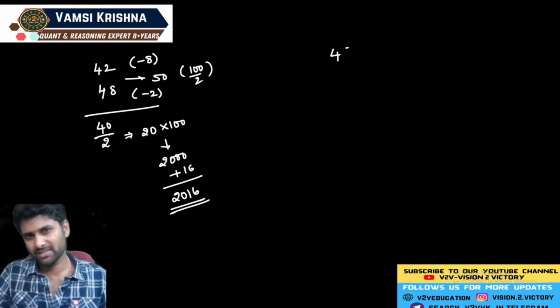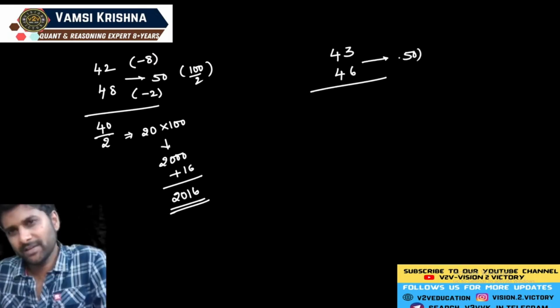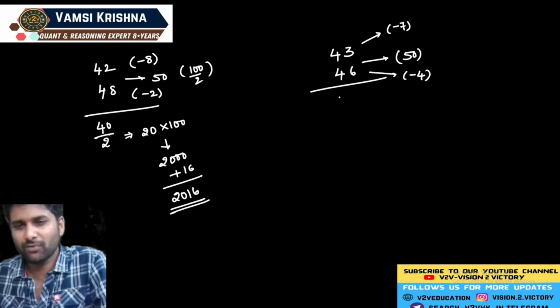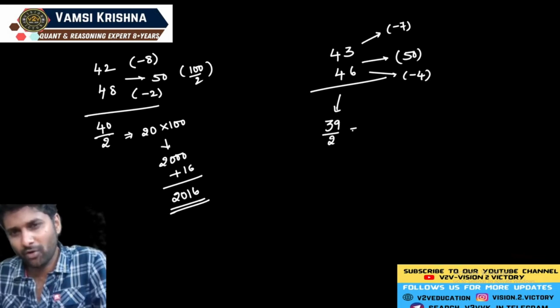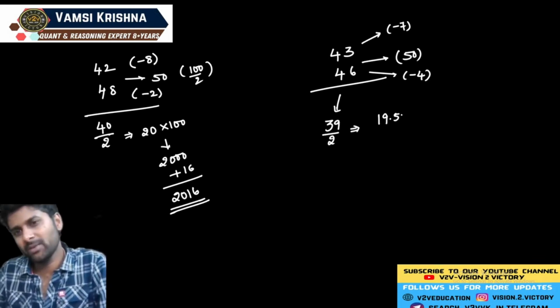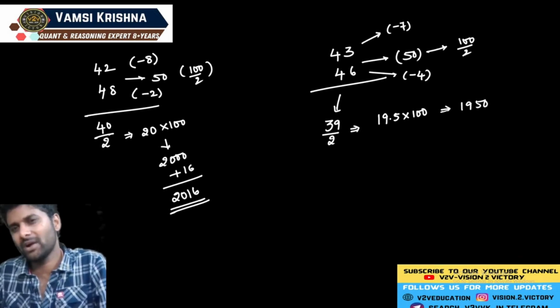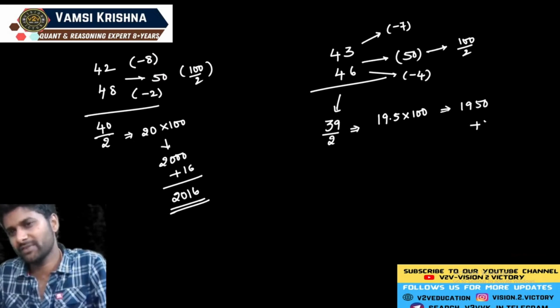Can anyone tell me what is the resultant of 43 multiplied by 46? Take 50. 7 units less. 4 units less. Whatever the resultant, 43 minus 4 is equal to 39, make it half. Half of 39 is equal to 19.5. Then 19.5 is multiplied by 100. Why? Because 50 can be taken as 100 by 2. Now you will get 1950, and minus into minus is positive, 7 fours are 28.